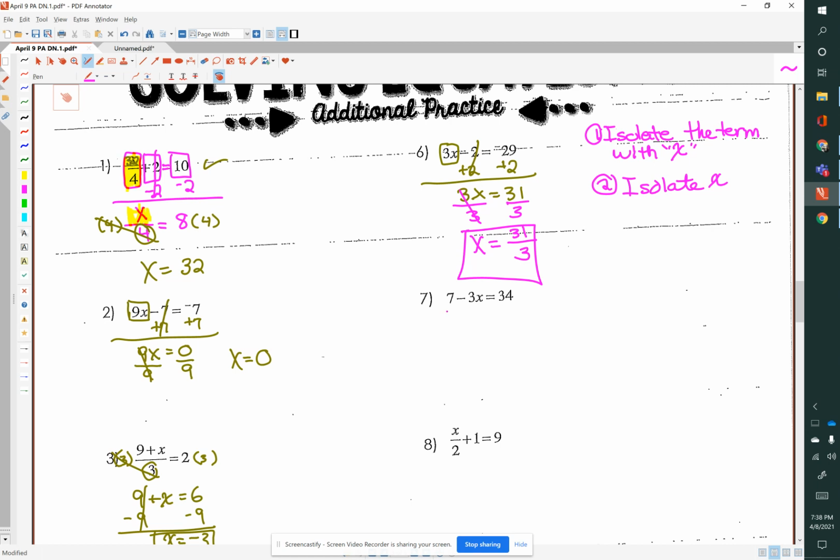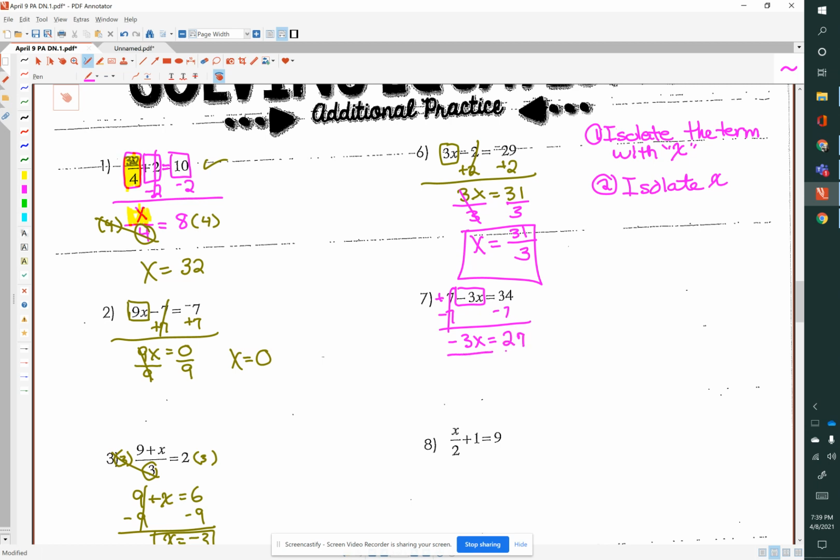Number 7, 7 minus 3x equals 34. So I've got a negative 3x to isolate. What's happening to this negative 3x? 7 is being added to it. So I'm going to subtract 7 from both sides, which would give me negative 3x equals 27.